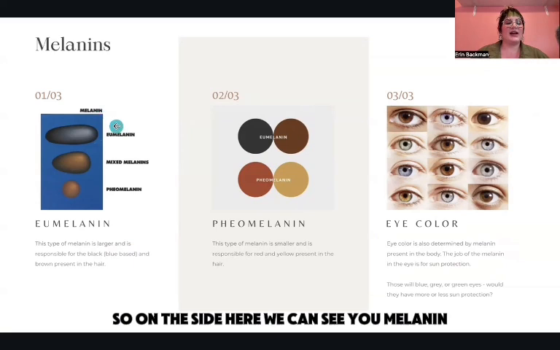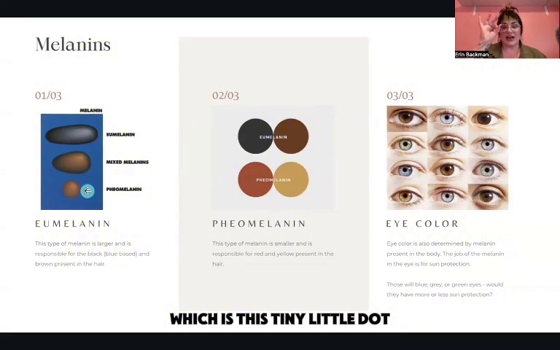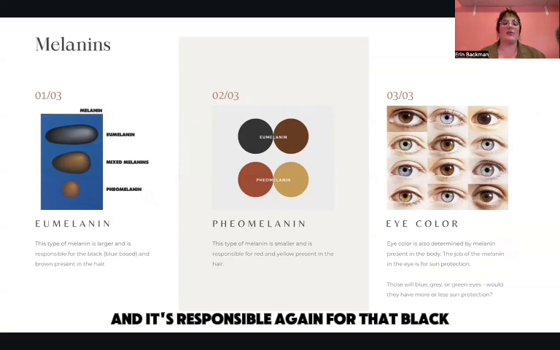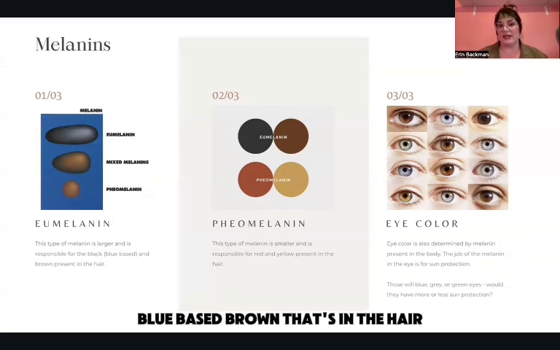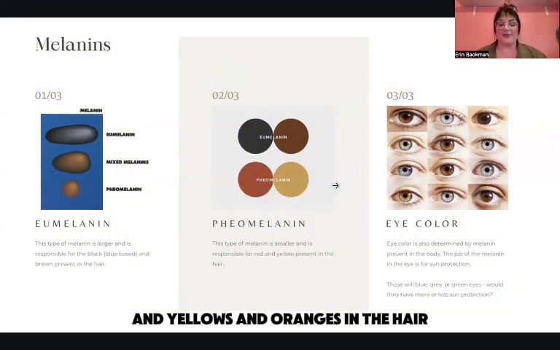So on this side here, we can see eumelanin. It's much longer, bigger than pheomelanin, which is this tiny little dot. So the type of melanin, eumelanin, is larger, and it's responsible again for that black, blue-based brown that's in the hair. Now, pheomelanin is going to be responsible for the reds and yellows and oranges in the hair.